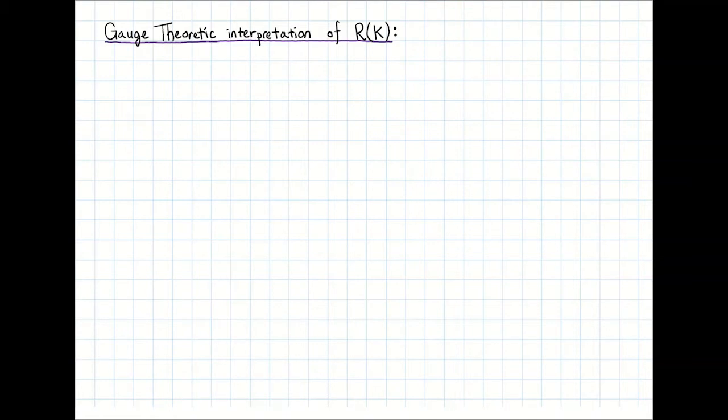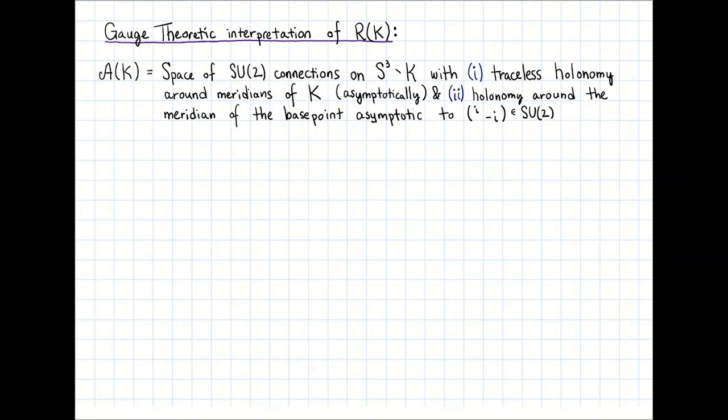There's a gauge-theoretic interpretation of the representation space R of K. Consider the space of SU2 connections on the knot complement satisfying the following conditions. First, if you take any meridian around your knot and shrink it, then the holonomy of a connection around that meridian should approach a traceless element of SU2. The second condition is that if you do this for the preferred meridian mu, then your holonomy is asymptotic to I minus I, not just any traceless element of SU2.